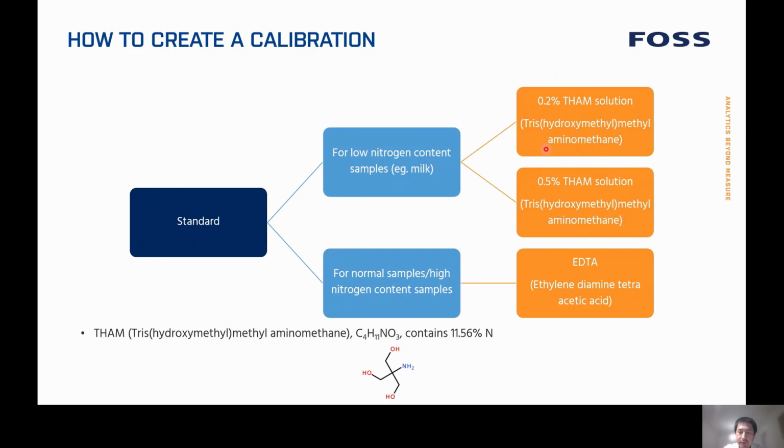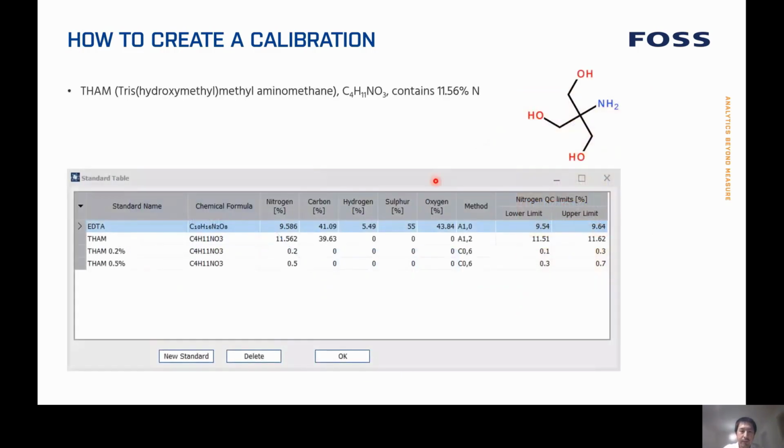We just dilute the TEM to 0.2%, 0.5% TEM solutions. And these TEM solutions can be used to build the low nitrogen content calibration curve. This is used for low nitrogen content samples, for example milk or wastewater samples. And it's important that you register the TEM as a standard in the standard tab in the table in the software, because usually EDTA is the default. All the data information is there, but the TEM information is missing.